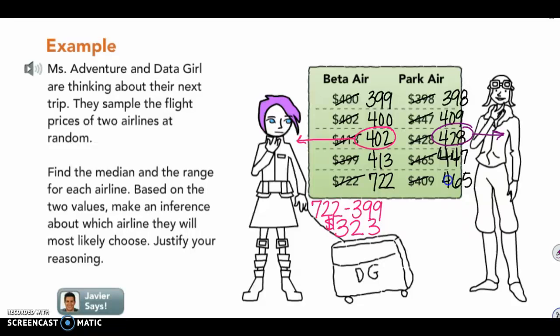To find our range, we're going to subtract our highest number minus our lowest number. So that's 465 minus 398 is $67. Since the ticket price for Park Air varies by $67, then we can say it's likely that they will choose Park Air for their airline because there's not a big range or a big difference in their ticket prices.